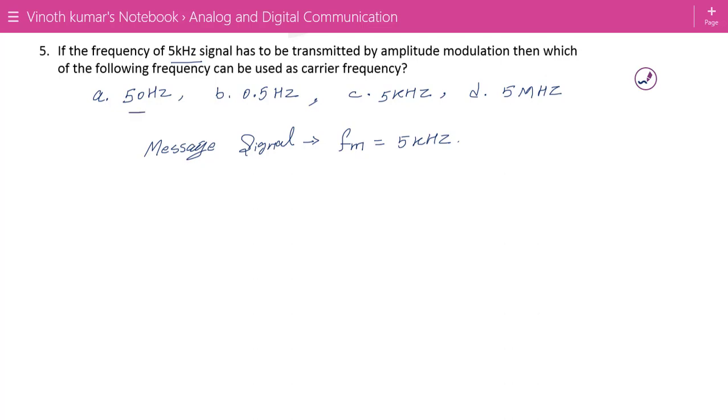So for all 4 given frequencies, options A, B, C and D, that is FC. In the amplitude modulated wave case, in order to transmit the message signal, the carrier frequency must be greater than the message frequency. The given message frequency is 5 kilohertz. Comparing this to all the options, option A is 50 hertz, this will not work, and option B will not work, and this range will also not work. So the answer is 5 megahertz.